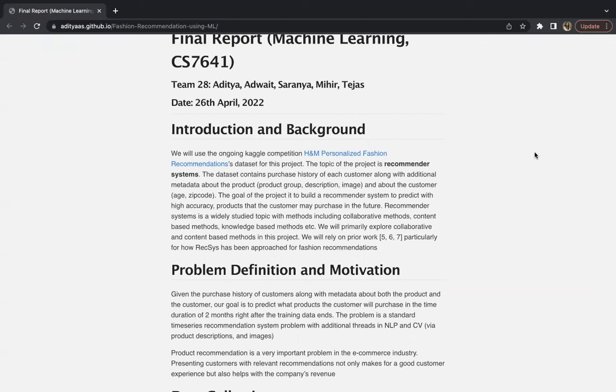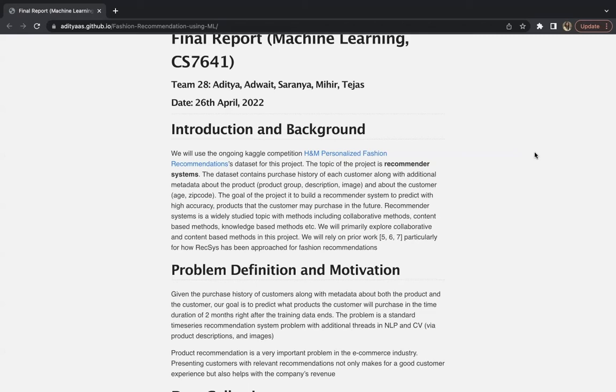For the purpose of our project, we explored collaborative and content-based methods for prediction with recommender systems. Given the purchase history of customers, along with metadata about both the product and the customer, our goal was to predict what products the customer will purchase in the time duration of 2 months right after the training data ends.